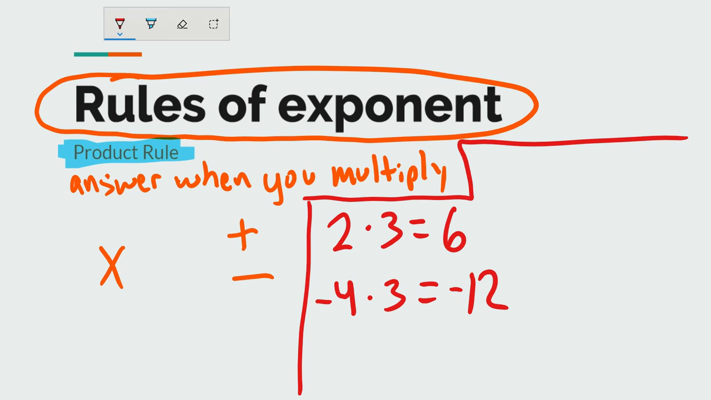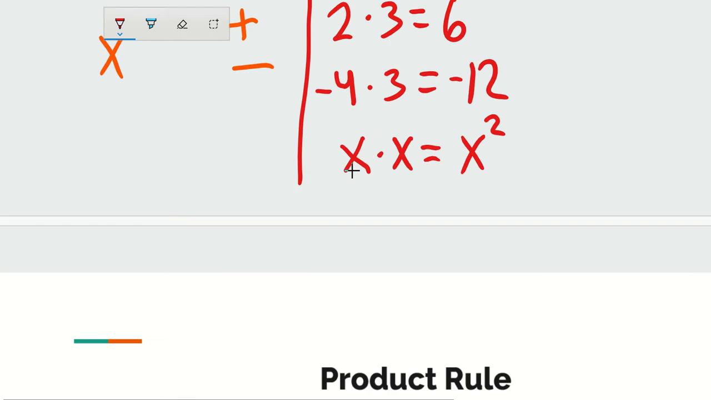What's going to be different today is that when we multiply letters, for example, let's say we have x times x, our product would be x squared. Now, why is that? This is what we're going to cover today. When we multiply numbers, we multiply them like always. When we multiply letters, we have to use the product rule. So that's what we're going to talk about today.